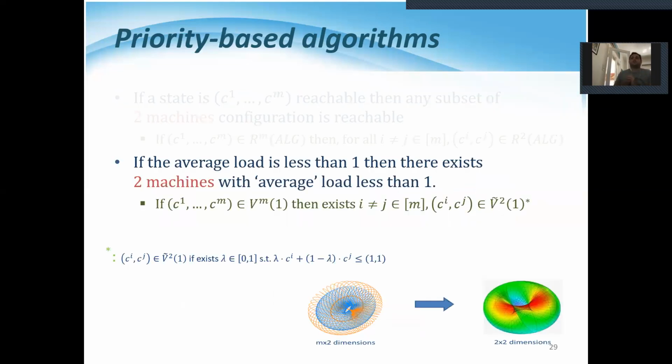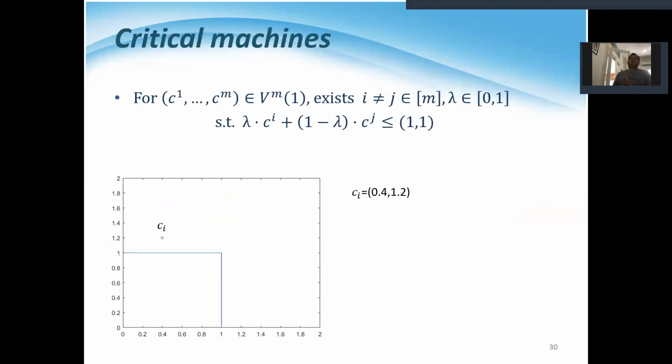For the second part of the result, I need to show that there are two critical bins with average load less than 1 if the total average is less than 1. And in order to show it, I will present the load of the machines on the plane. Let's assume that the load of machine i is 0.4 and 1.2. I can represent it as a point on the plane, and I will represent all machine configurations as points on the plane. So now I will look at the convex hull of these configurations.